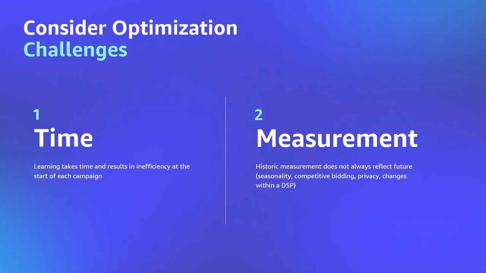So one of the challenges that we want to consider with optimization is the learning time that it takes for the system to figure out the optimal mix, because it is an iterative process. It requires the campaign to deliver, measure, and then reallocate the budget and take a new measurement. Also, measurement is not always indicative of future performance. There are changes that will affect performance, such as seasonality, competitive bidding by other advertisers, privacy changes, and even changes within the DSP itself.